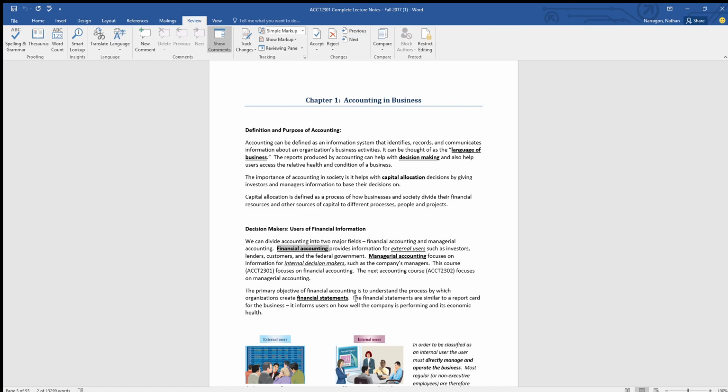But our main purpose, as you can see I've already mentioned, is creating financial statements. We are going to get into how financial statements are made, how people look at them, and basically journal entries, journal entries, journal entries.